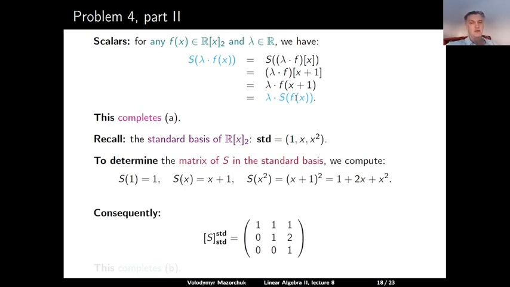Now we write the coefficients of these results as columns in the matrix, and what we get is the matrix of S in the standard basis. The first column is 1, 0, 0, so this is the coefficient of 1. The second column is 1, 1, 0, and the last column is 1, 2, 1. So this is the matrix of S in the standard basis, and this completes part B.